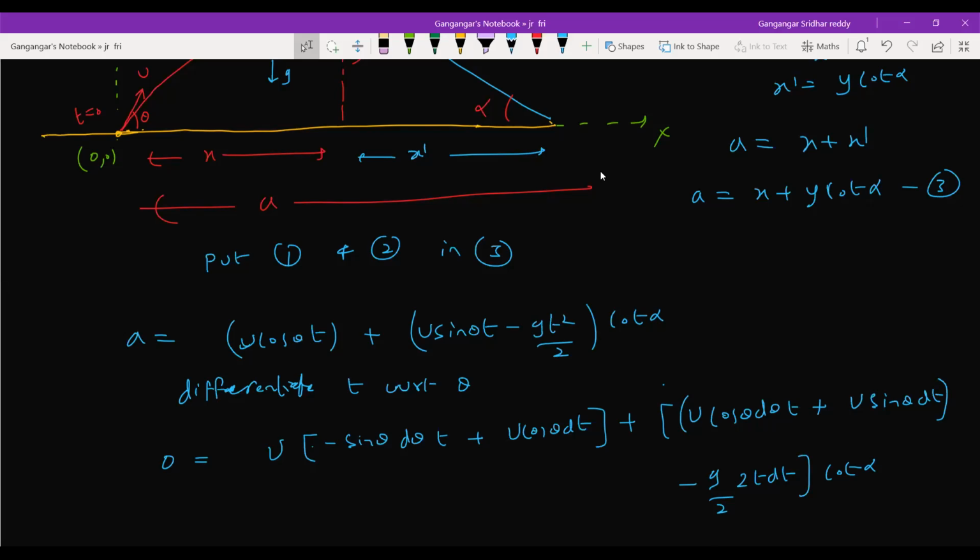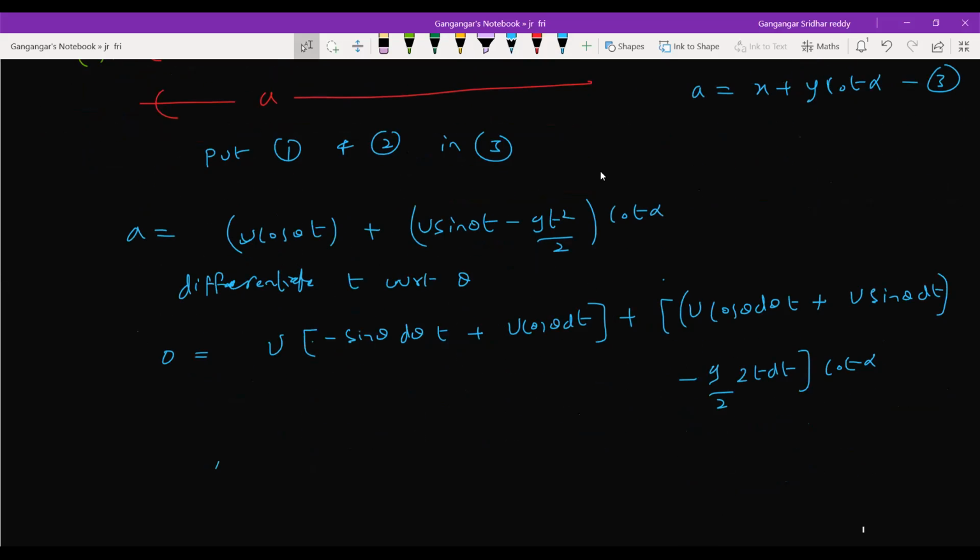Solve for dt by d theta and equate to 0. So for t minimum, dt by d theta equals 0. Okay, now solve this equation and equate to 0. Then you'll get that specific angle.